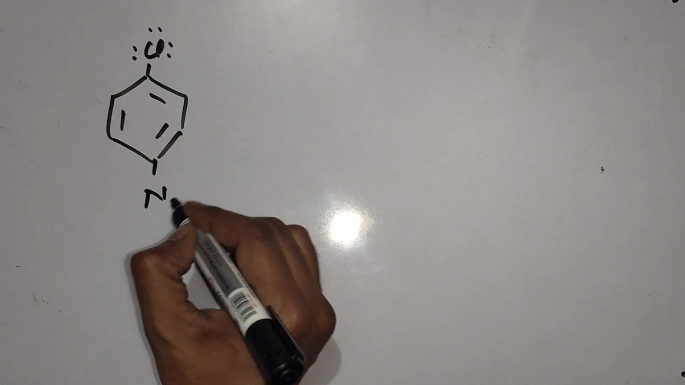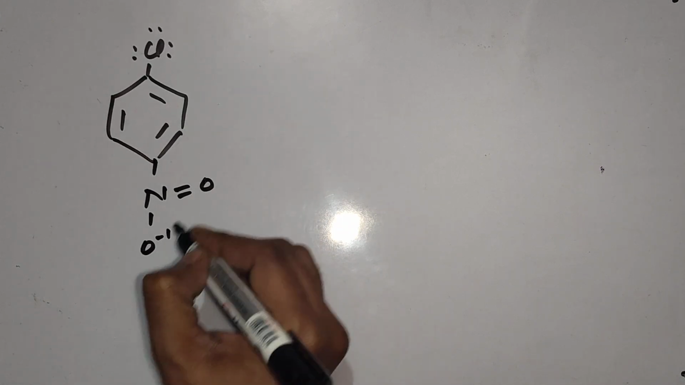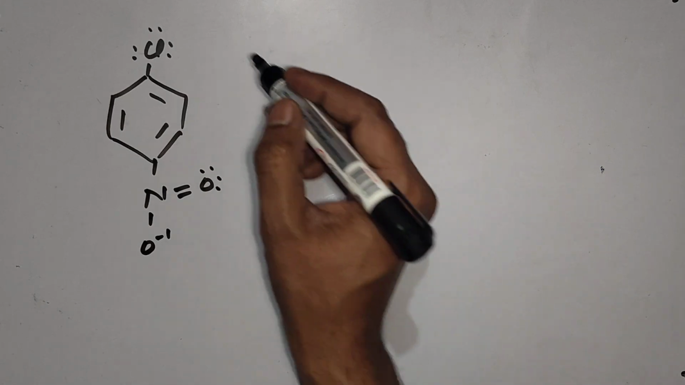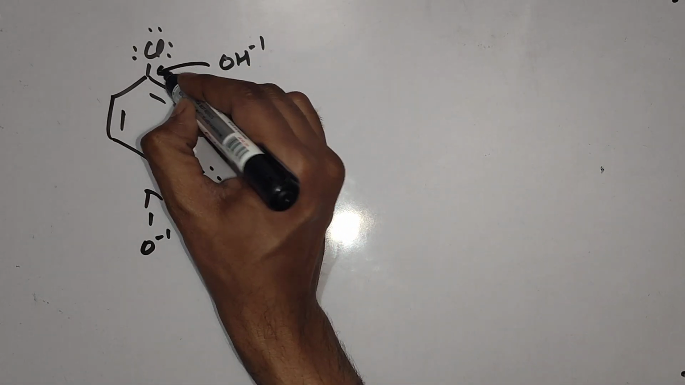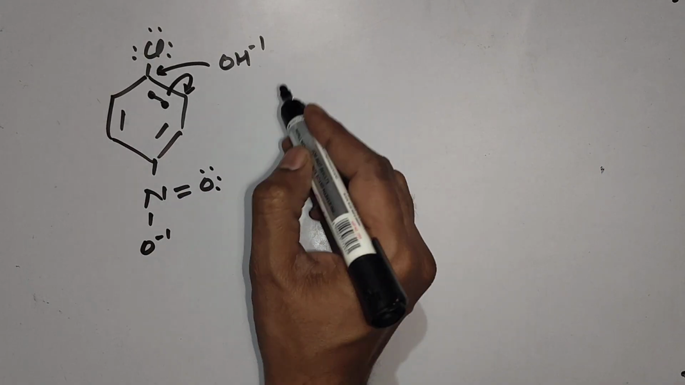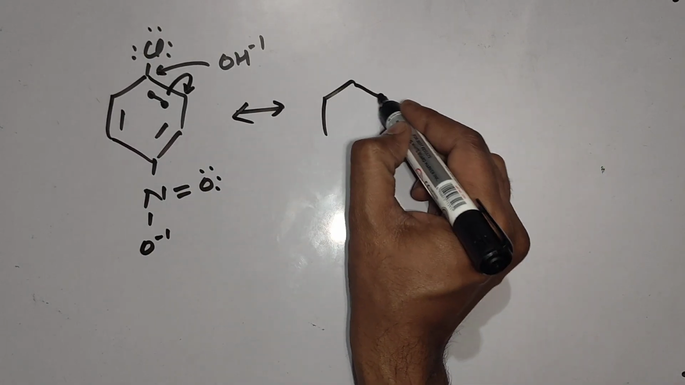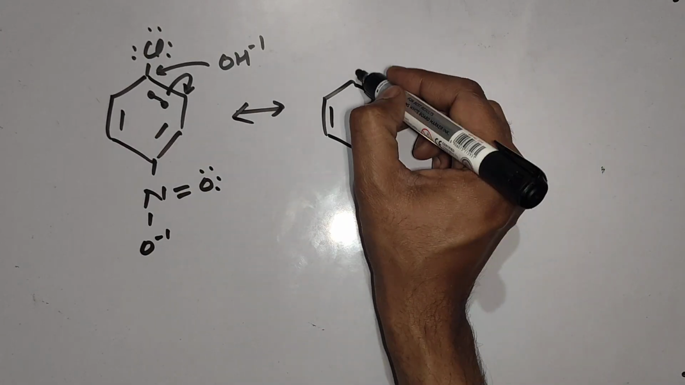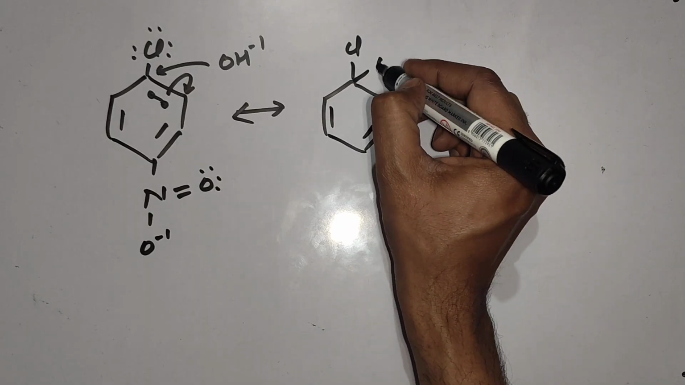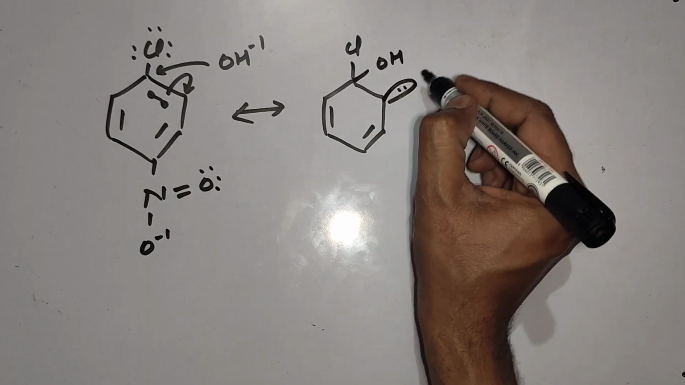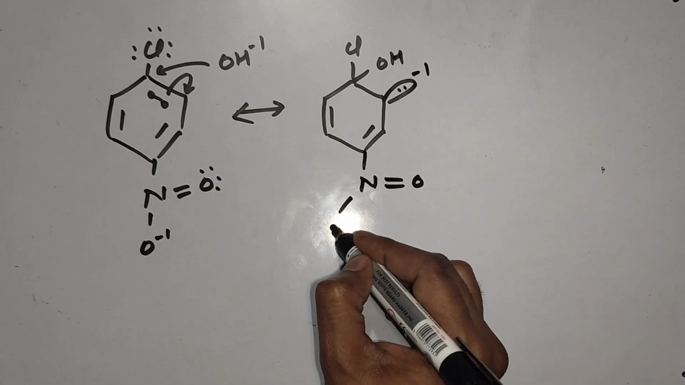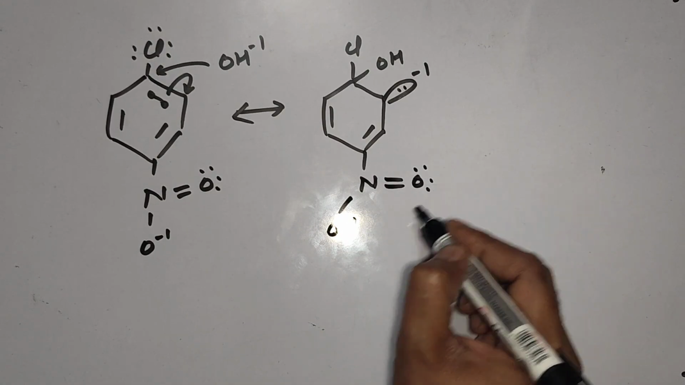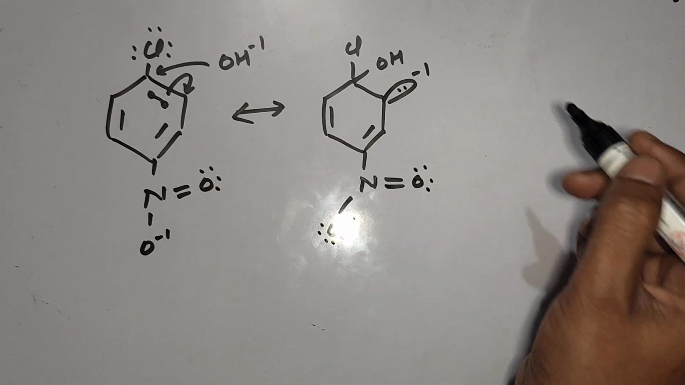Suppose the group is on ortho or para position. So let's try again. OH negative is attacking, pi electrons will shift. Very, very interesting concept if you know how to draw resonance. Movement of pi electrons.